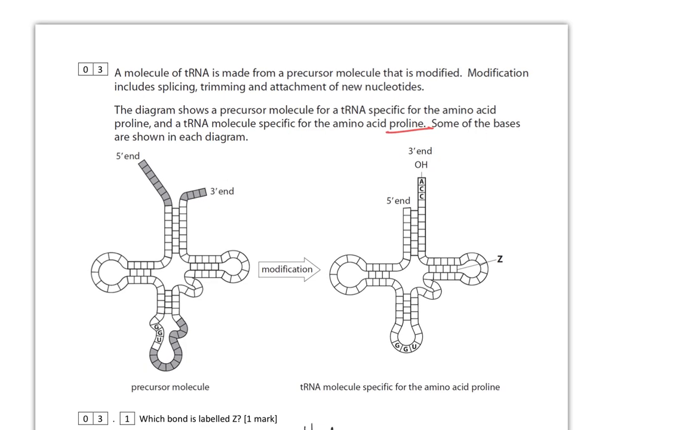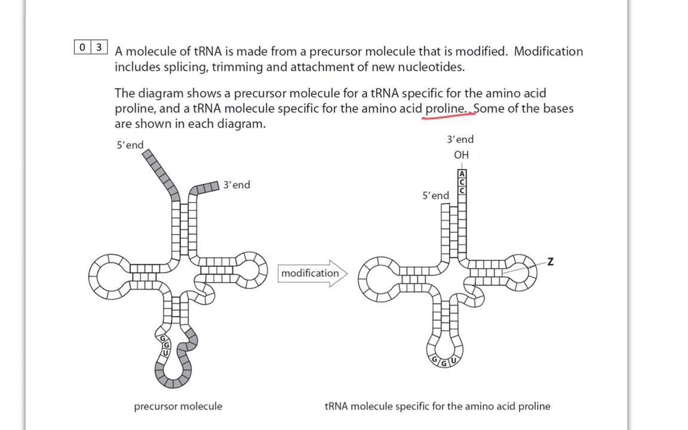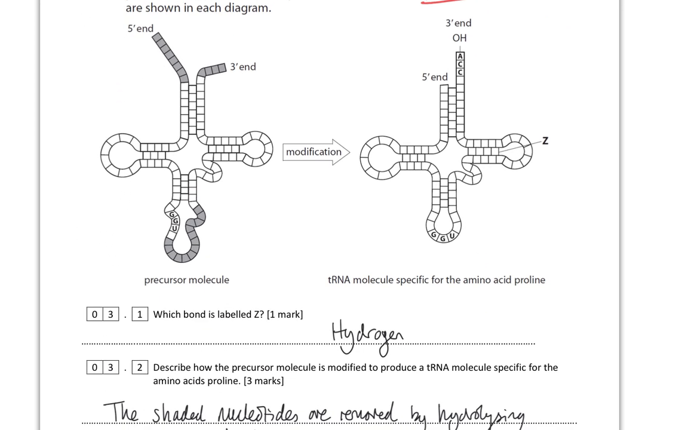Question 3, it's showing this precursor molecule and then one that carries proline, right? So it's proline, that comes up later in the question. Which bonds is just hydrogen, that's straightforward. Describe, right, not explain, just describe how the precursor molecule is modified to produce a tRNA molecule specific. Well, the grey bits have gone, and it's got this ACCOH added on.